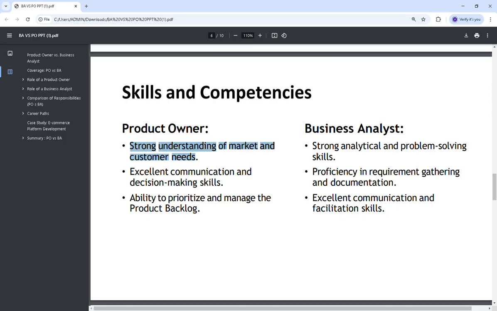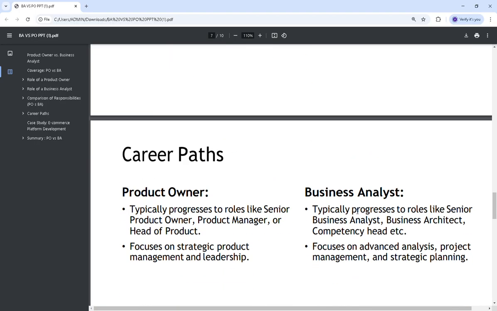On the other end, the business analyst is a problem solver. As he has deep knowledge of the product, he will solve the problem. Excellent communication skill is required for both. That is not, I will say, especially for product owner or business analyst, it should be there for both. Ability to prioritize and manage the product backlog, that we already discussed. Excellent communication skill and facilitating skills, that also we discussed.